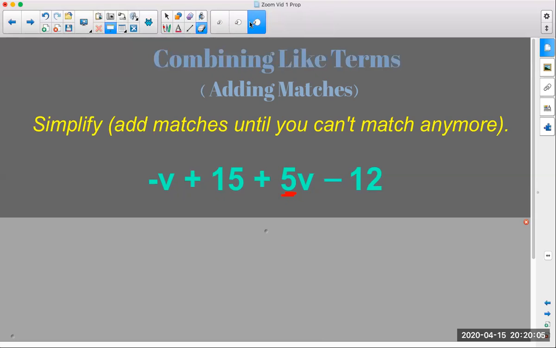So I pointed that out because I want you to know that when there is a variable that doesn't look like it has a number or a coefficient in front of it, there's an invisible 1. But in this case, we have a negative V. So it's not just an invisible 1, it's an invisible negative 1. So I'm going to squeak a 1 right there. So now it says negative 1V. So now we know what the coefficient is.